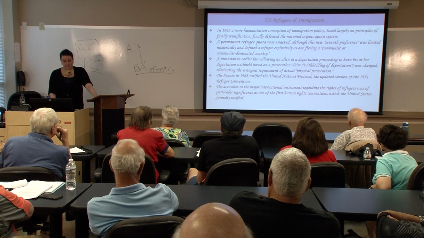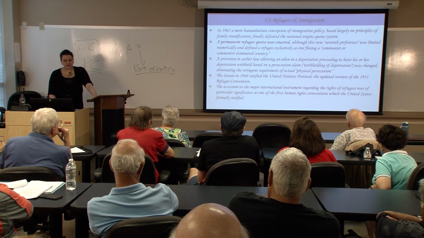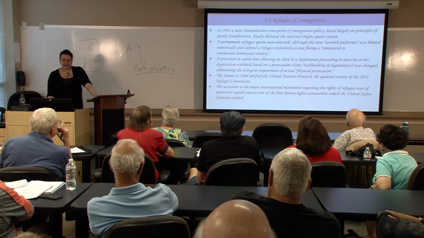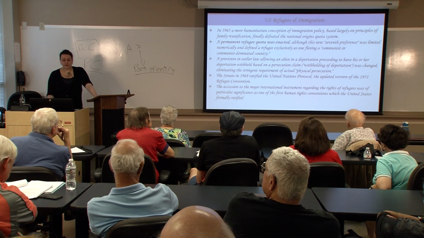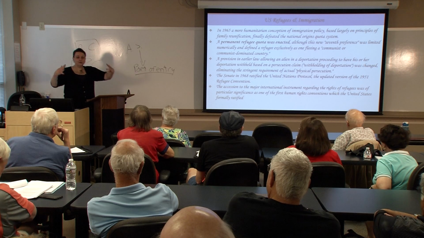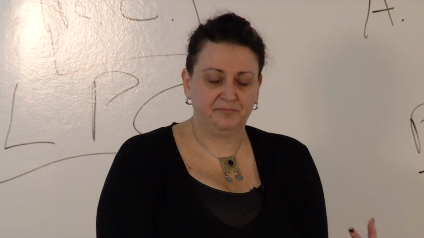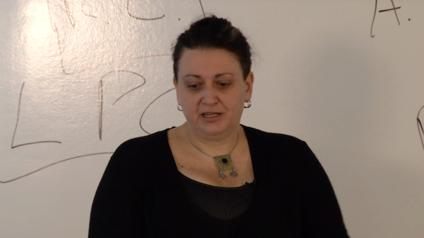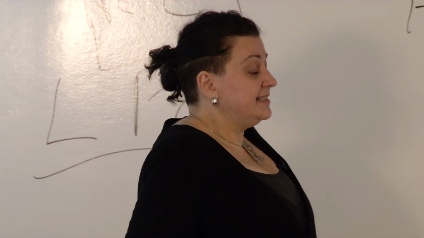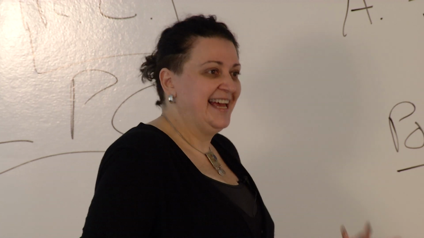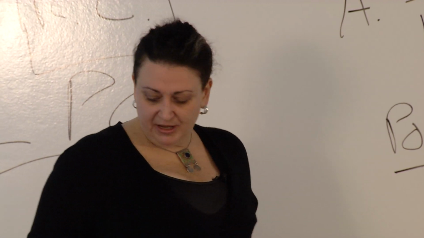The provision in earlier law allowing an alien in a deportation proceeding to have his or her deportation withheld based on a persecution claim was changed, eliminating the stringent requirement of actual physical persecution. They began to loosen how strictly they looked at refugee law internationally to allow people to come in as refugees. And as I said, in '68, we ratified the Protocol of 1967, but that created a problem, right?